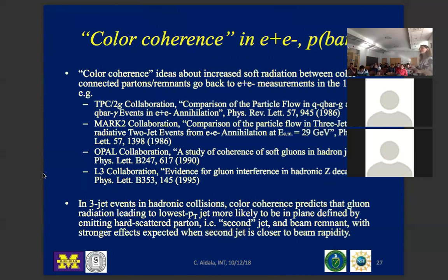So there's a whole history we discovered a couple years ago of something that was most often called color coherence in the literature in e+e-, p-pbar and pp. So these color coherence ideas are about increased soft radiation between color connected partons or remnants. And they go back to e+e- measurements in the 1980s.